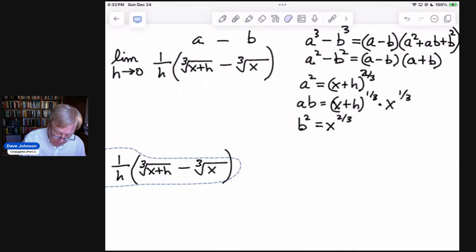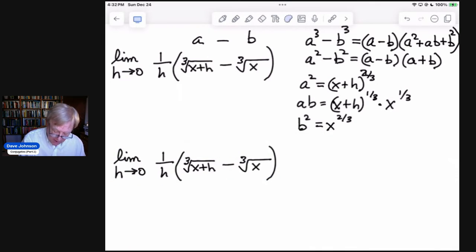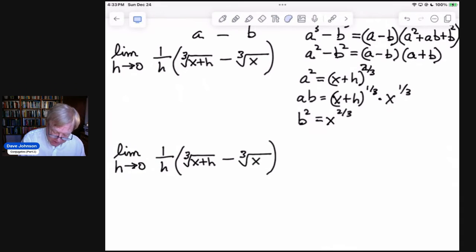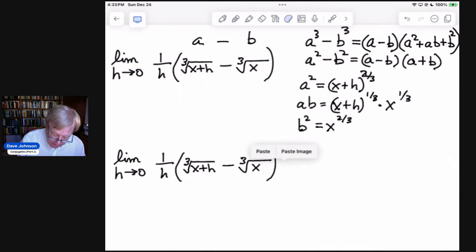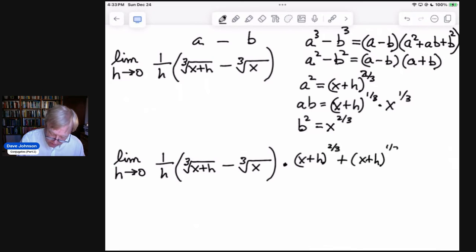Pull this down here, and let's start expanding this. So if I multiply top and bottom by a squared plus ab plus b squared, so times the a squared, which is x plus h to the 2/3, plus ab, which is x plus h to the 1/3 times x to the 1/3, plus x to the 2/3. And we have to do that downstairs also.